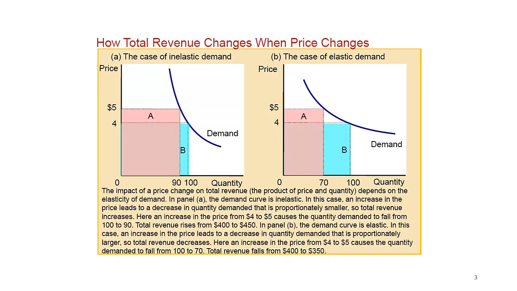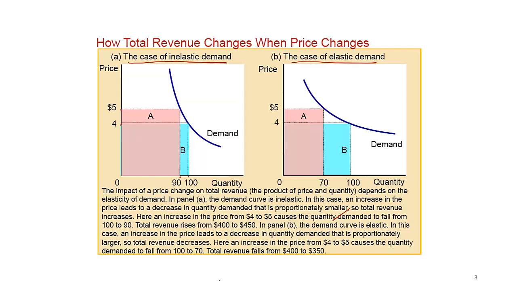So here I have given you two cases. On the left, panel A, is an inelastic demand curve. Why is this inelastic? Because it is steeper. And B is an elastic demand curve, which is flatter. When the price is $5, quantity demanded is 90. When price drops to $4, quantity demanded increases to 100.